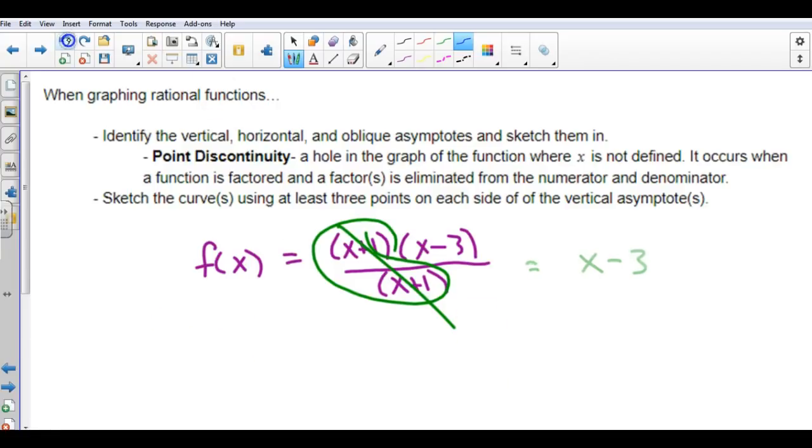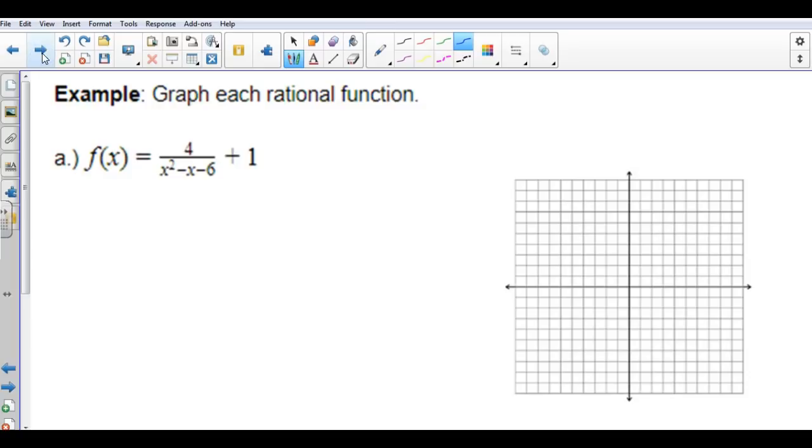If I go right back to the actual problem from the beginning of this and substitute negative 1 into my function, you would end up with a 0 here because it would be negative 1 plus 1. And you would end up with 0 over 0. Dividing by 0 gives us something that is undefined. And that's what's called a point discontinuity, which we just call a hole in the graph. So we're going to encounter one of those throughout these problems.